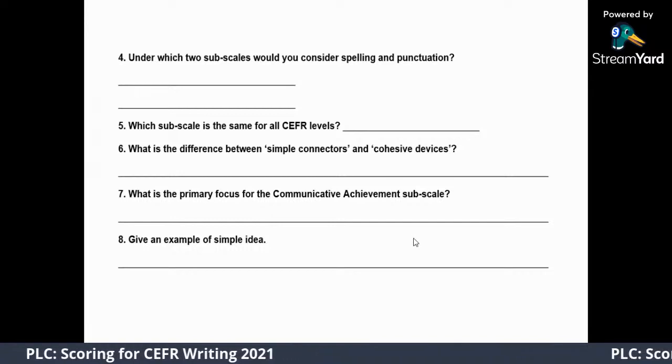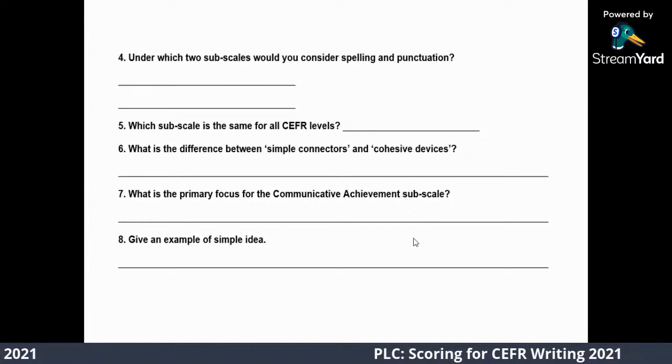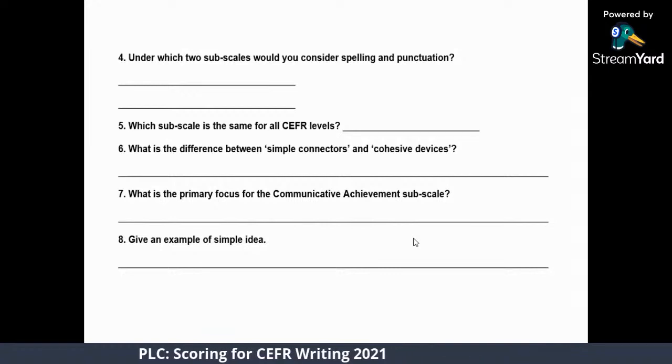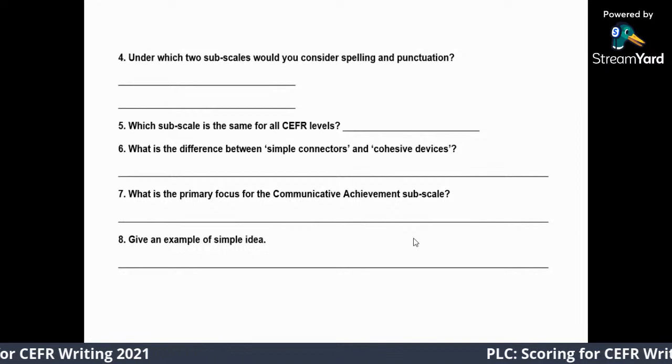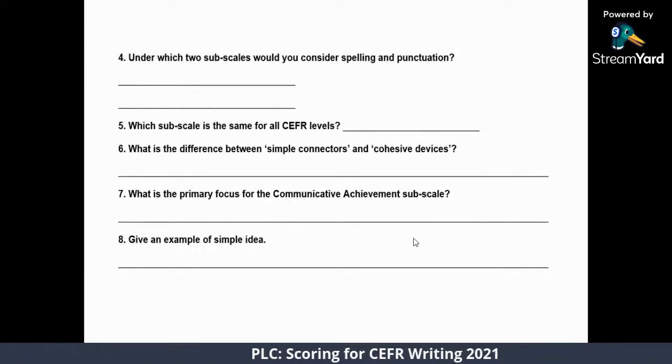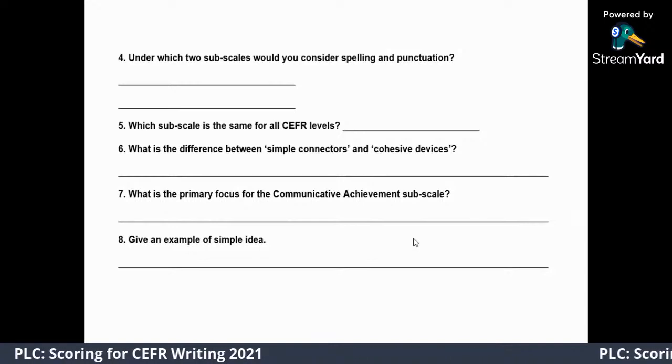Okay, what is the primary focus for the communicative achievement subscale? So CA. Yes, teacher Najwa. Okay, linkers, yeah, correct. CA is literally if they answer the question or not. For example, the conventions of the communicative task.